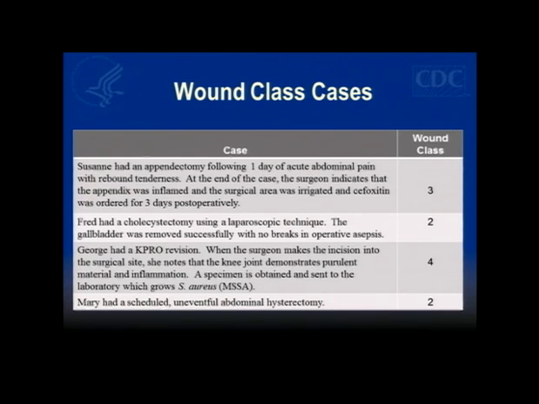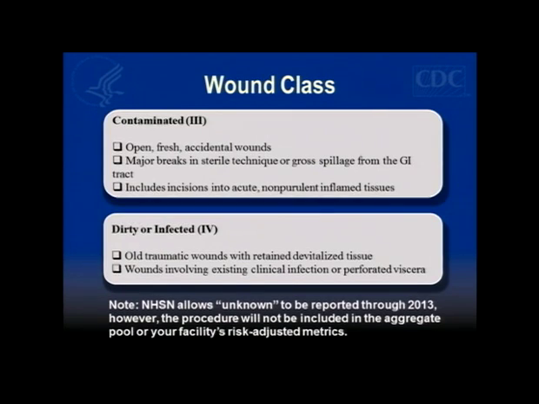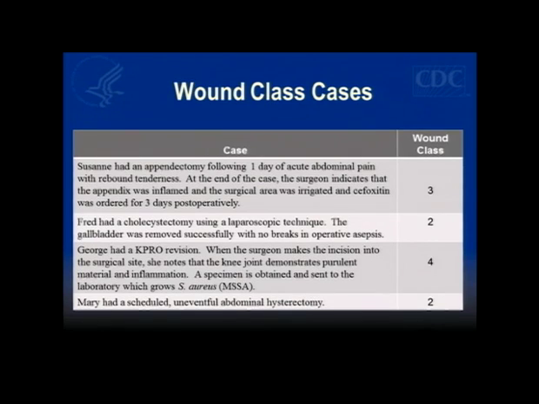We would expect that to be a class 3, right? Because let's go back and look at class 3. We had incision into an acute, non-purulent, inflamed tissue. We didn't have a frank infection there, all right? So we would expect that would be coded as a class 3. Okay, the second one, Fred had a cholecystectomy using a laparoscopic technique. The gallbladder was removed successfully with no breaks in operative asepsis. So we would expect that should be coded as a 2.